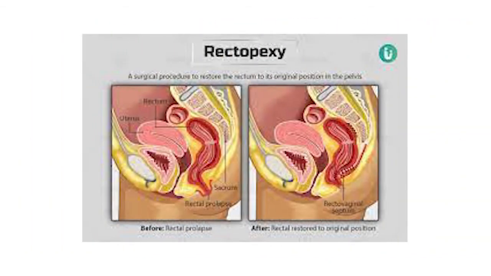This is the image of the rectopexy showing before and after the operation. The posterior part of the rectum is sutured with the presacral area and coccyx, shown dotted.